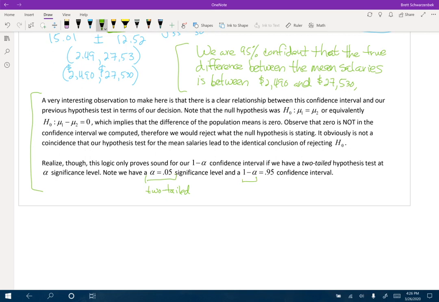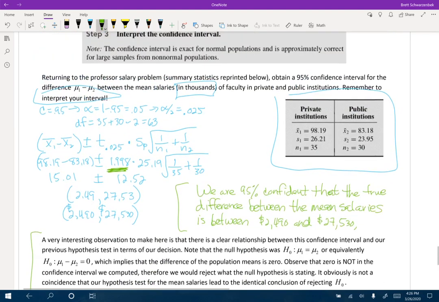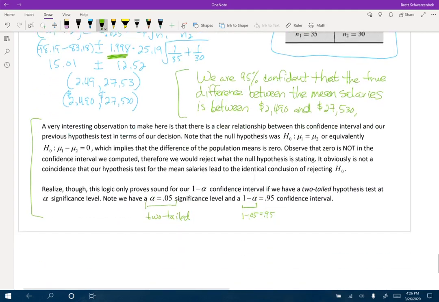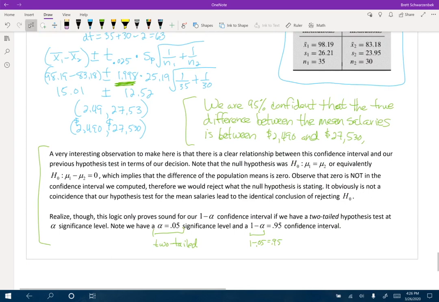So 1 minus alpha is 1 minus 0.05, which is clearly 95%. And we do indeed have a 95% confidence interval that we're using. So if this was a 90% confidence interval, we could not have used it to make that interpretation. Alpha would have had to have been 10%. Just like if I used a 99% interval, then alpha would have to be 1% in a two-tailed test to make this judgment. That comparison is very important, so make sure you have that in your notes.